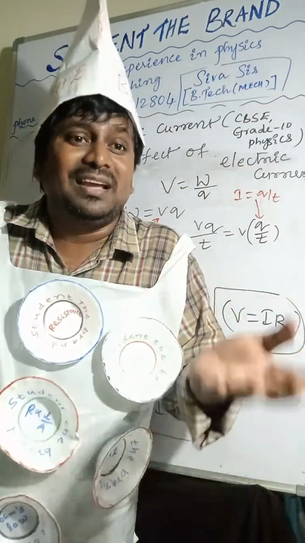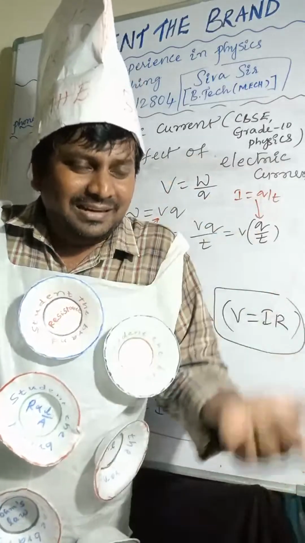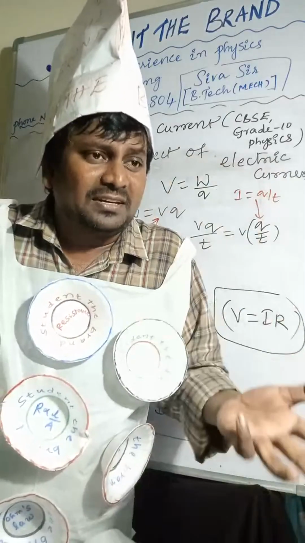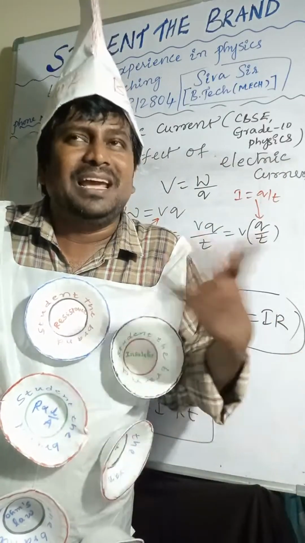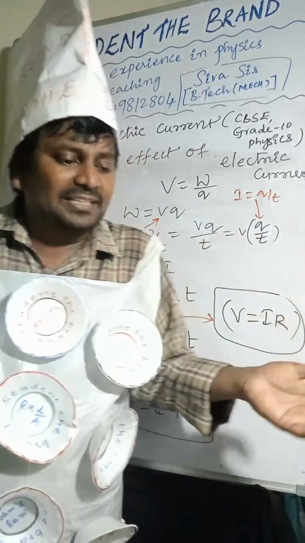If you know any examples other than electrical oven, electrical cooker, iron box, room heater, you can type them. There are so many related to heating effect of electric current.